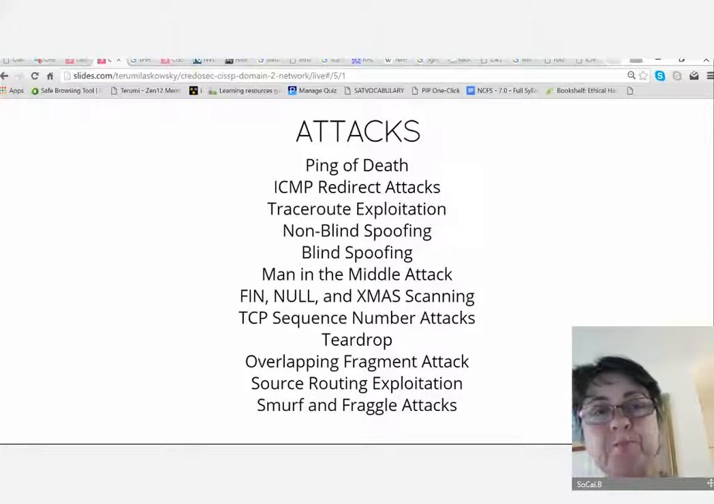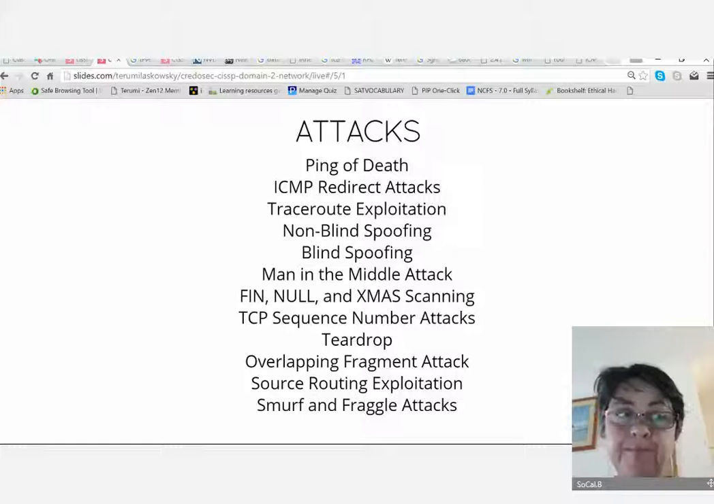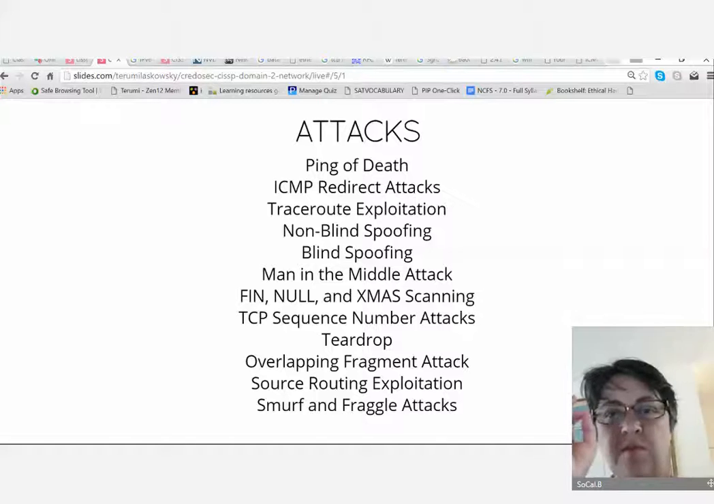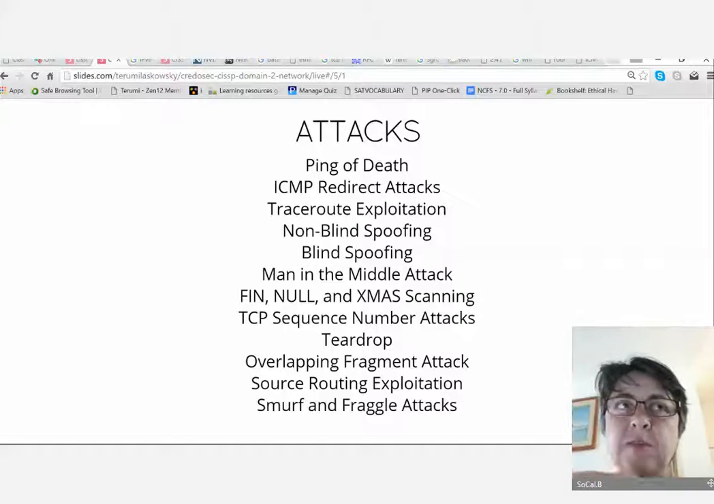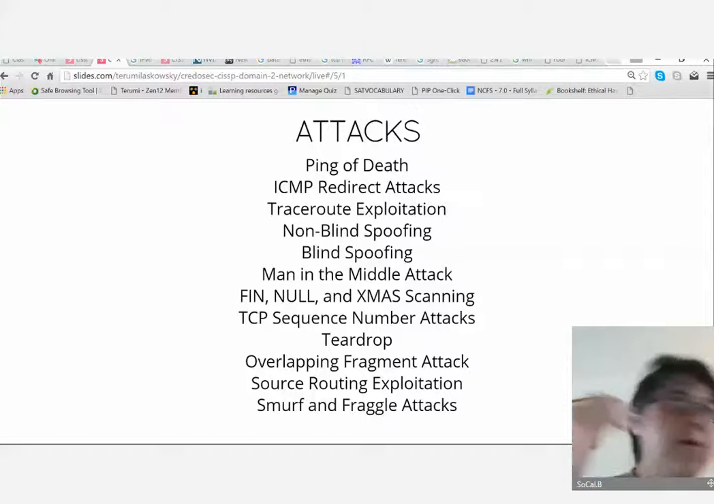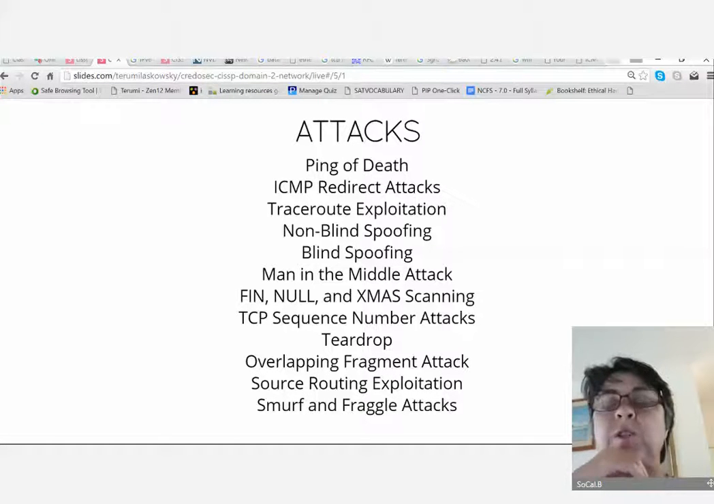Traceroute exploitation. So we saw traceroute, and we talked about what a hacker can do. Traceroute itself is not an attack, but it is a way for the hacker to figure out the environment so that they can plan out a very coordinated, very strategic attack. That's basically what traceroute is for.